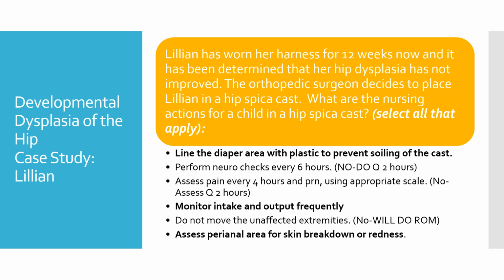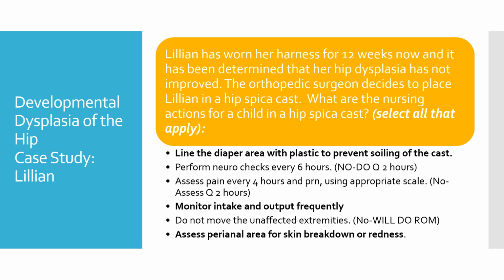So anytime you're thinking of a cast, we're going to be worried about perfusion and compartment syndrome. So let's look at these selections down here and we'll pick the right answers. Line the diaper with plastic to prevent soiling of the cast. Yes, we don't want any stool or urine to get down into the cast and cause infection. Perform neuro checks every 6 hours. No, while she's in the hospital, we'll be performing those every 2 hours.